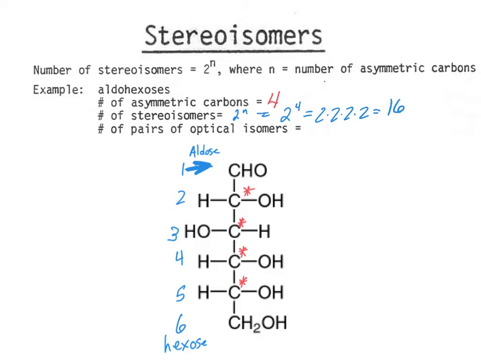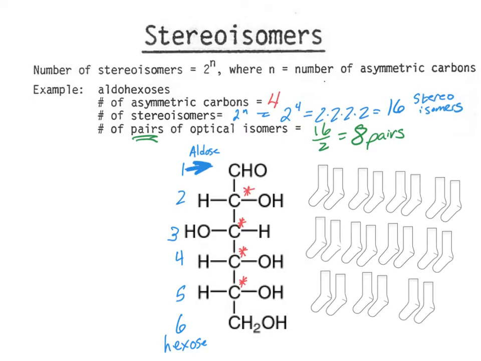It ends up that some of these match, and they are exactly the opposite of each other. When they're exactly the opposite of each other, we call them pairs of optical isomers. So one is all the OHs are on the left, and the other one has all the OHs on the right. And those are optical isomer pairs. So how many pairs are there? Every time we say there's a pair of them, there's going to be half as many. So we had 16, we go down to 8. This is similar to the way that we talk about socks. If I say I have 20 socks, how many pairs of socks do I have? Well, I have 10 pair.